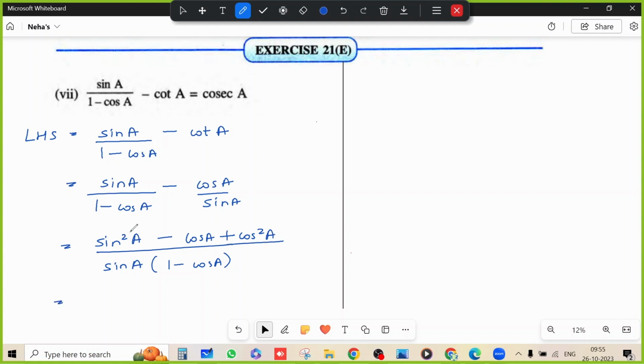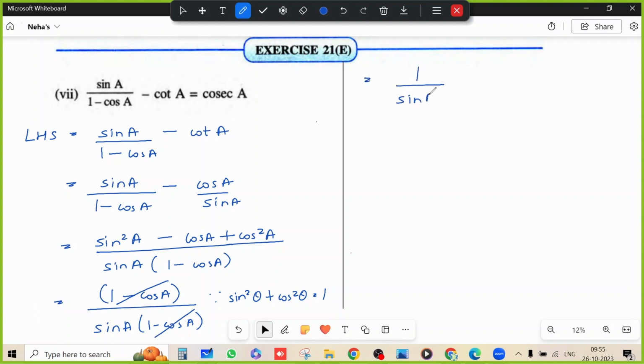Now we know that sin square A plus cos square A is equal to 1. So we can write it as 1 minus cos A divided by sin A into 1 minus cos A. This is by the trigonometric identity that sin square theta plus cos square theta is equal to 1. So we have written sin square A plus cos square A as 1. Now 1 minus cos A will get cancelled out here. So this will become 1 divided by sin A, and 1 by sin A can be written as cosec A, and this is equal to the RHS, and hence we have proved that the left hand side is equal to the right hand side.